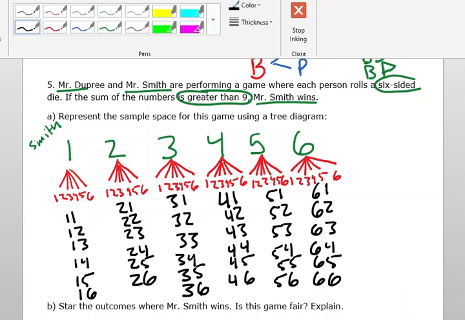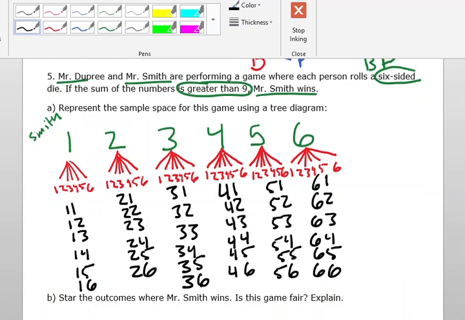Star the outcomes where Mr. Smith wins. All right, cool. So I'll use a highlighter. I'm looking for where we get an answer that is greater than 9. Greater than, meaning 9 is not going to be a part of that. So I'm going to go through. 6 plus 6 is 12. 6 plus 5 is 11. 6 plus 4 is 10. And then these don't give me greater than 9.